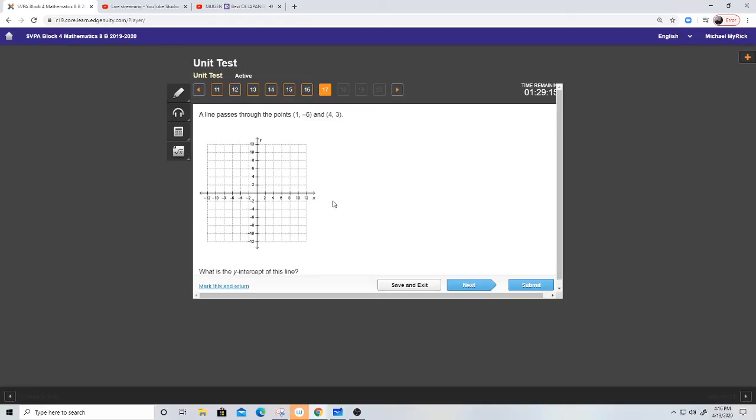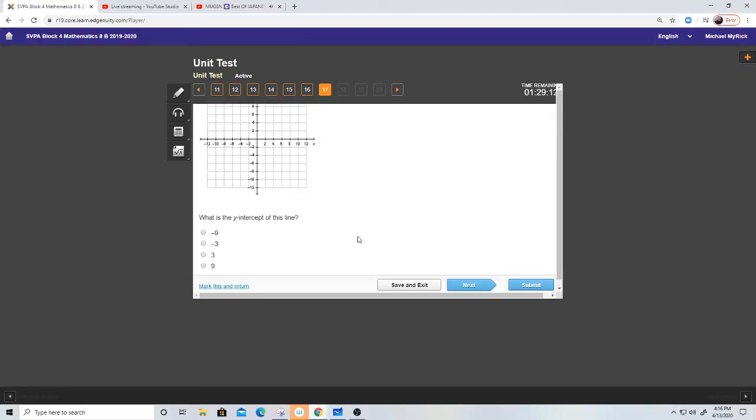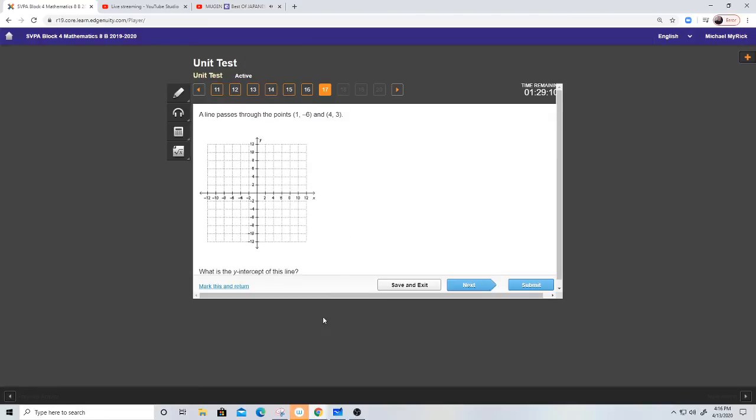See, I think I remember seeing this one too. But we're just finding the y-intercept. Wasn't it like 1, -6? It was down here, and then 4, 3 is right here.